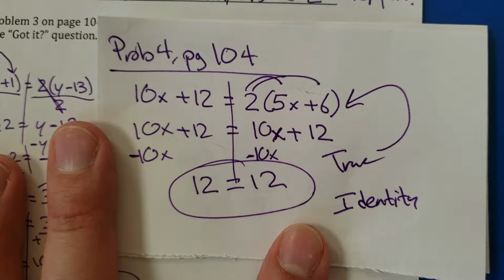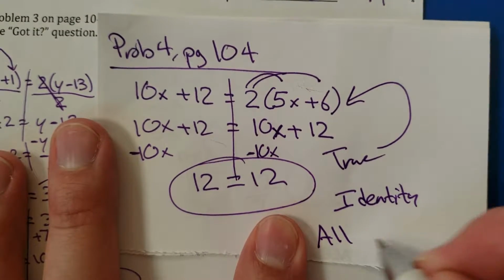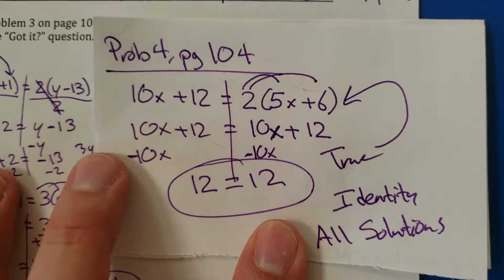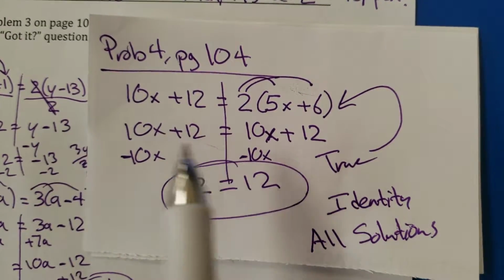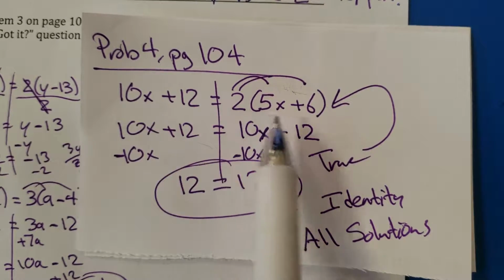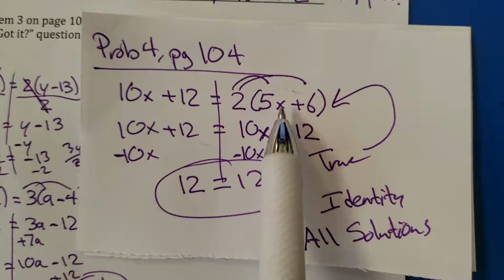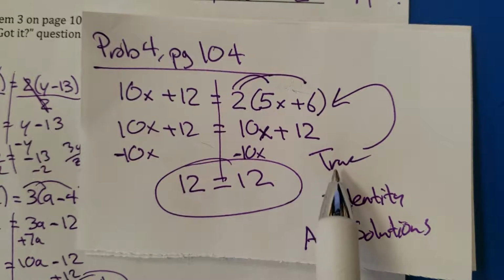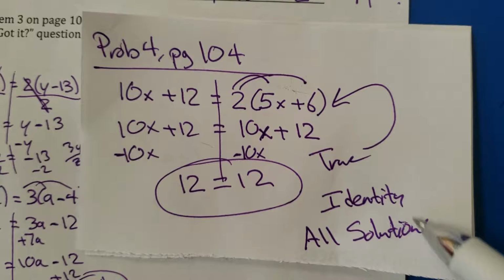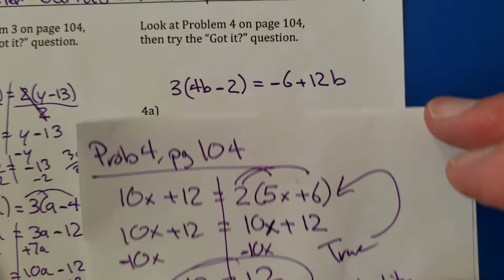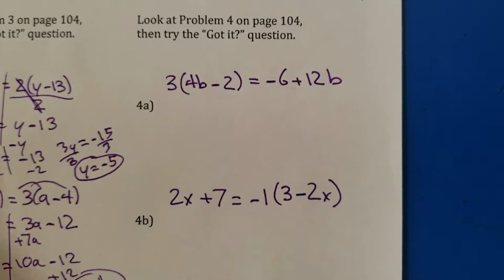Identity, okay? Also known as all solutions. What does that mean? That means every single number is going to work no matter what you plug in. You plug in 100, it's going to be the same. You plug in 4,027 and 0.5, it's going to work. When you have a true numerical statement at the end, it's called an identity, or you just say all solutions. Everything is going to work. Now there's another situation that we'll talk about where it may not work.